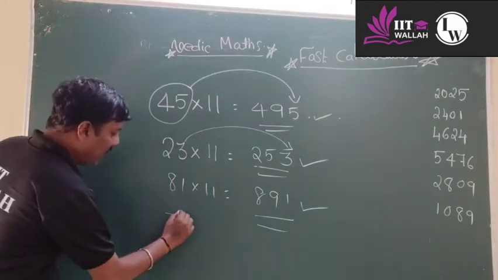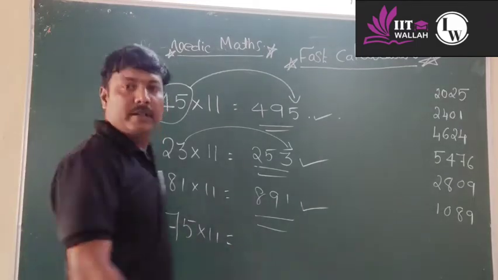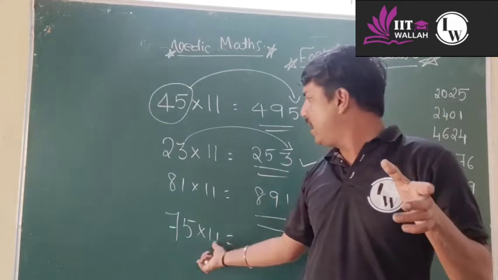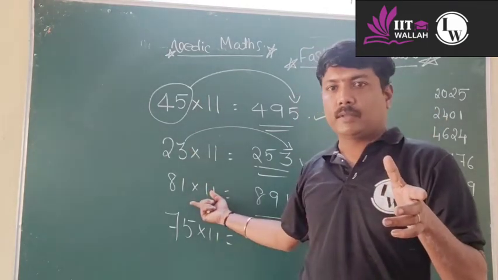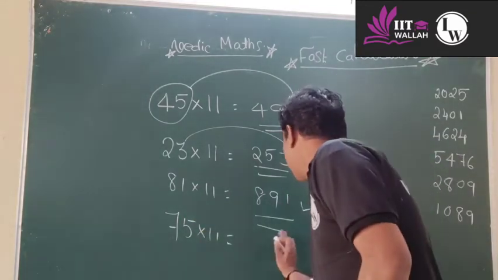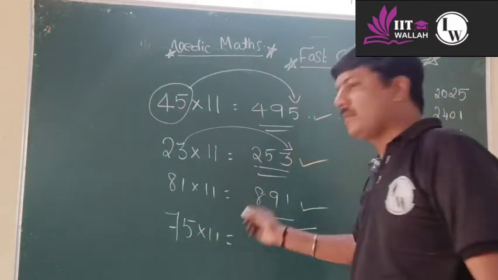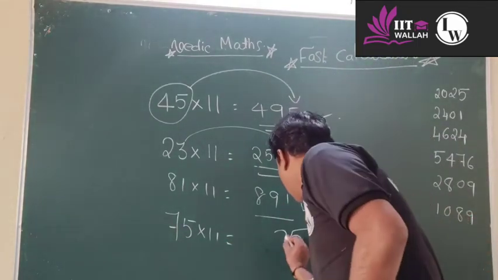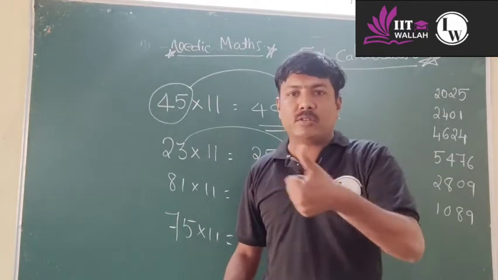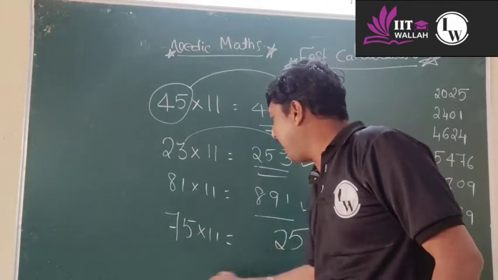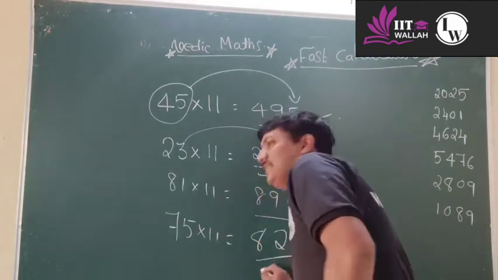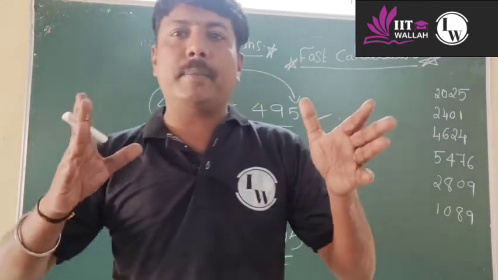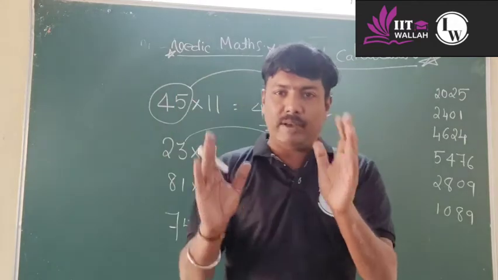Now 75 into 11. Here you listen carefully. Here there is a little bit of difference. It is not like the previous ones, because the first step is we need to write 5. Then 7 plus 5 will give you 12. In 12 we are going to write only 2. Then 1 would be carried to the left side. So this 1 will be carried to this 7, so it will be 8. Understood clearly? Good.